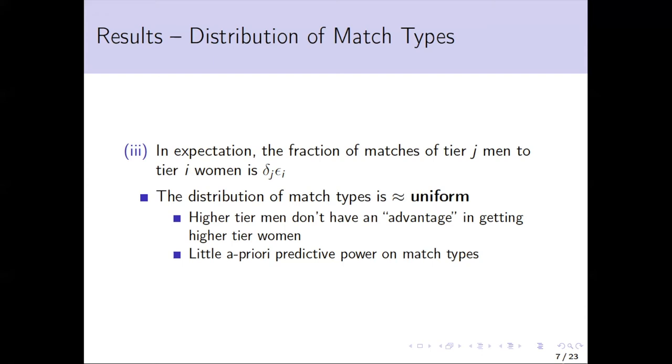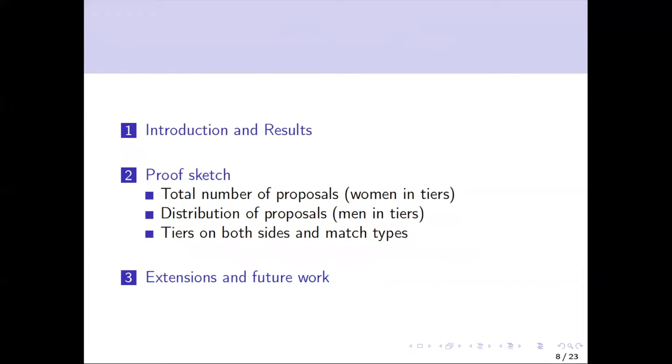And for the rest of the talk, we'll spend some time going over some quick ideas and observations for our proof, and we'll finally talk about some extensions. So first, the first step in the proof is to consider the total number of proposals. Notice that in our model, we have tiers on both sides. To simplify our proof, we will split our problem into two pieces, by considering the subcases of having only tiers on the women's side and then tiers only on the men's side. It turns out that these two subcases compose very well.